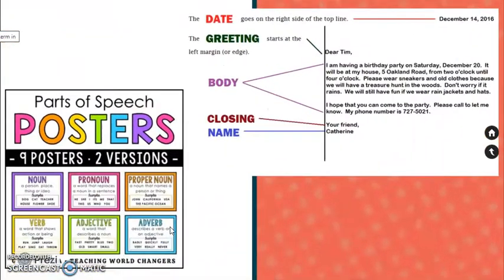My resources or posters that would be in this center are parts of speech. The students can see or remember what are nouns, pronouns, proper nouns, verbs, adjectives, and adverbs, and also a structured letter so the students can know that the date goes on the right side of the top line, where the greeting goes, the body, the closing, and their name.